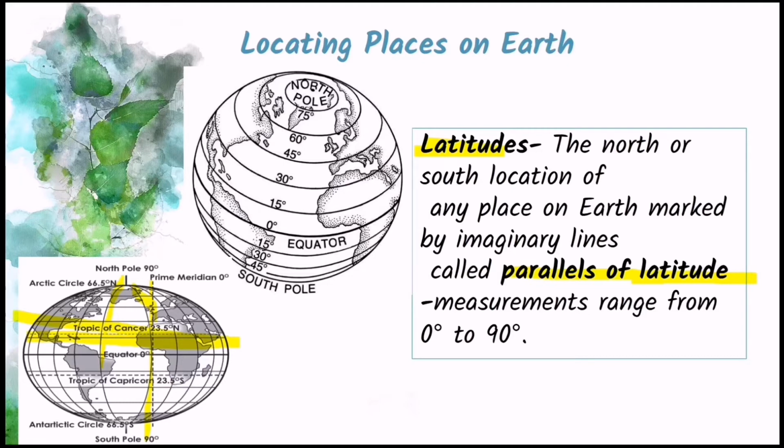So, its measurement is 0 to 90 degrees. So, kung mag-locate ka sa north or sa south na latitude, you are going to put the degree. Okay? The range of the degree is 0 degrees to 90 degrees. And indicate if it is north or south para ma-identify nato kung asa siya nga location.